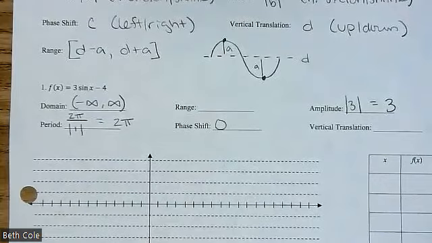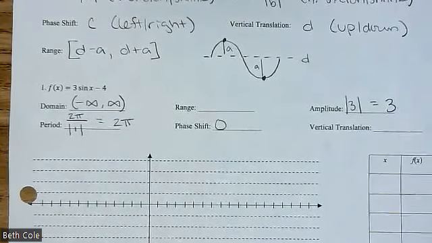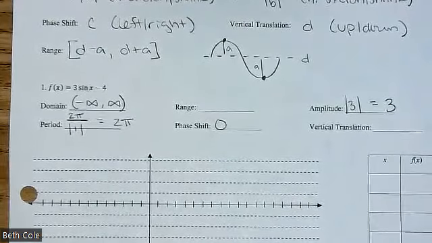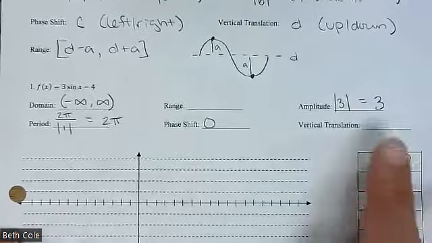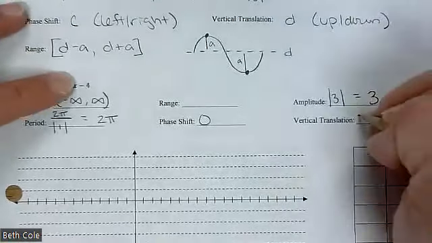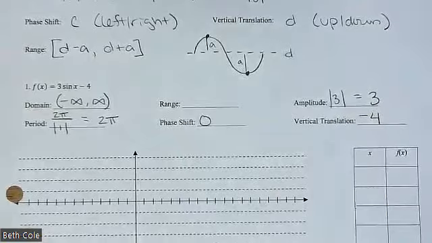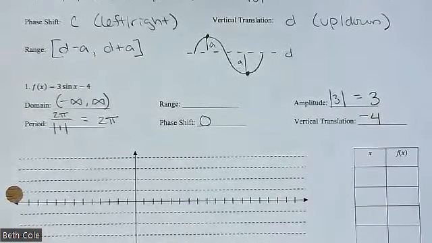Or you can write the word none. You can put NA. You can put a frowny face. You can put like ha ha ha ha ha. I don't know. You have to put something on that line though to indicate that there isn't one. And then your vertical translation is the -4, or you could write the word down 4. Some people like to do that because it reminds them of stuff we've done before. You could write down 4, and that's all fine.